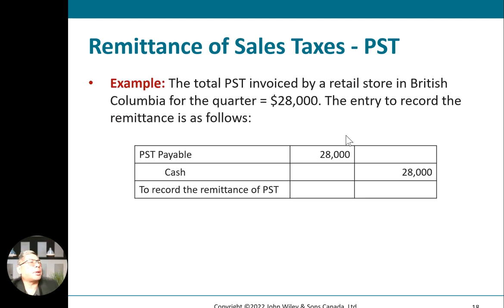Then look at the example, the next one: total PST invoiced by a retail store in British Columbia is about 28,000. Entry for quarter remittance: PST payable, debit 28,000, cash 28,000 credit. So this is to record the PST posting. So that basically concludes the sales remittance.